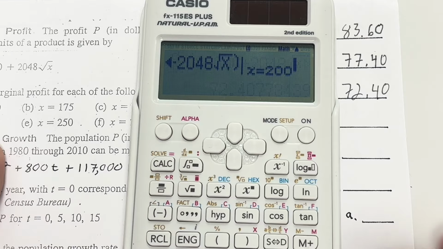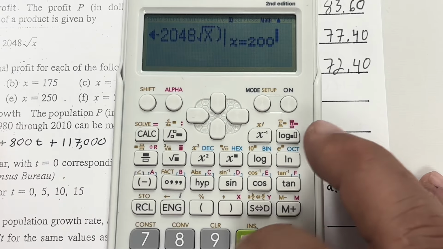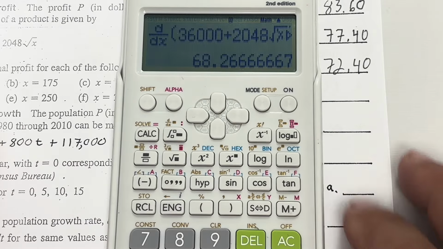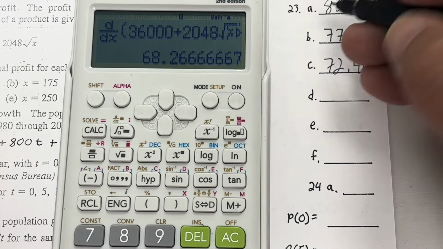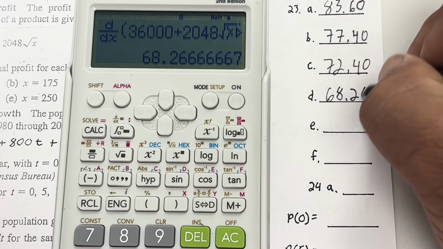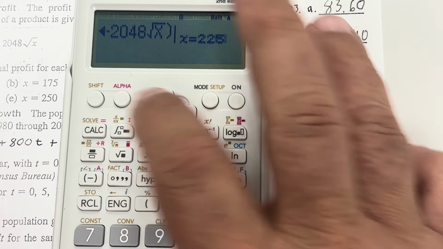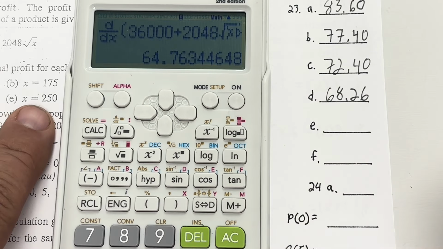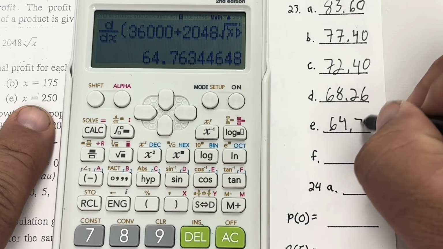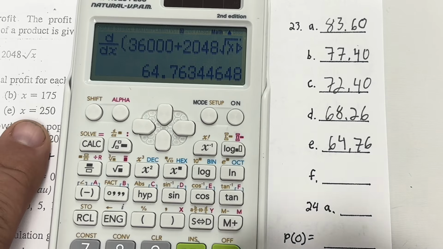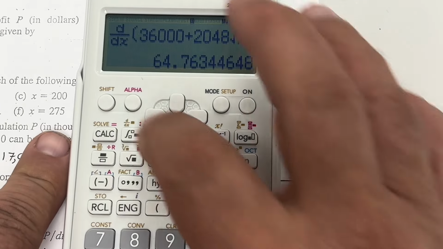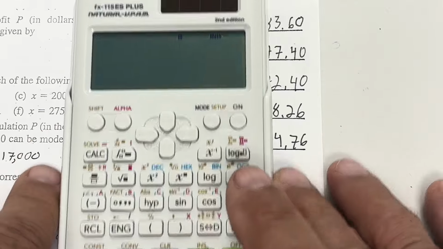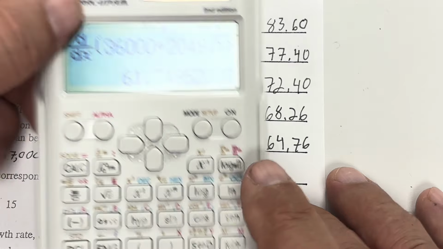So we're going to back arrow, delete, 225, $68.26. Back arrow, delete, 250, $64.76. Back arrow, this time it's 275. Hit equals, and that's going to be $61.74.